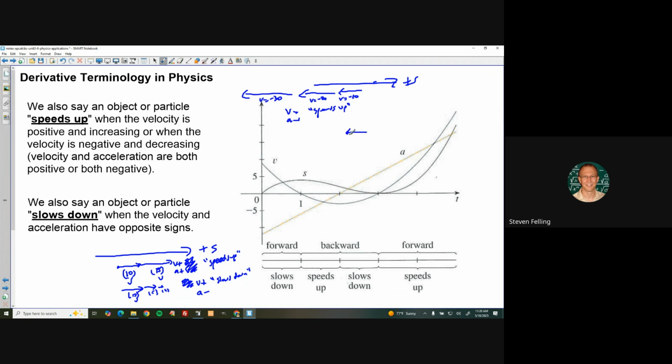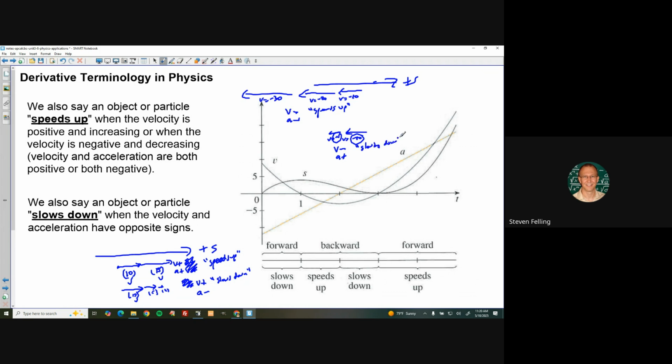And if you had a velocity that was negative 10, and then the velocity was only negative 5, that means that the velocity would be negative, but the acceleration would be positive because you're going from a negative 10 to a negative 5, which means numerically those numbers are increasing. So the derivative of velocity would be positive. And if the signs don't match, that means that the object is slowing down.